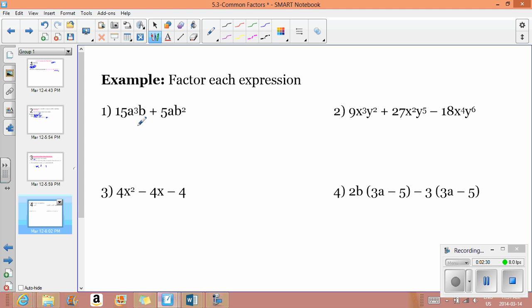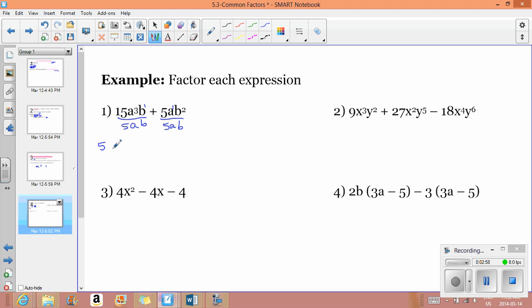So again we look for what's common. For the coefficients, the most that's common between 15 and 5 to divide would be 5. And now let's look at each letter part by part. So the a cubed, and this is a, there's no exponent, so we assume that it's 1. The most a's we could take, this one can give 3, this one can only give 1. So the most we can take is a to the power of 1. And b's, b to the power of 1, b to the power of 2, the most b's we can take is just 1b.